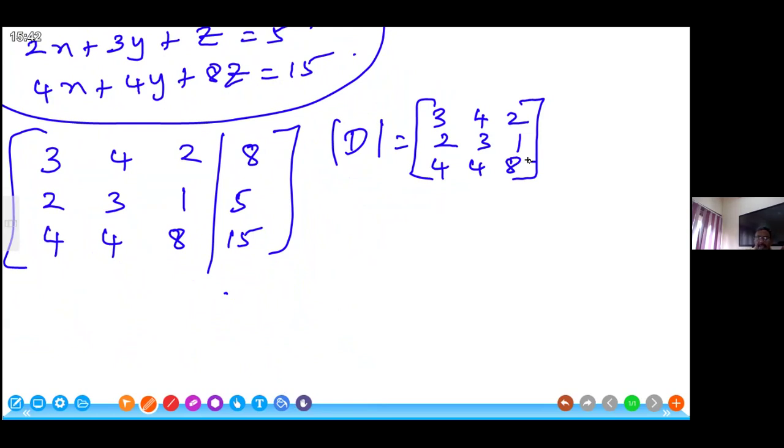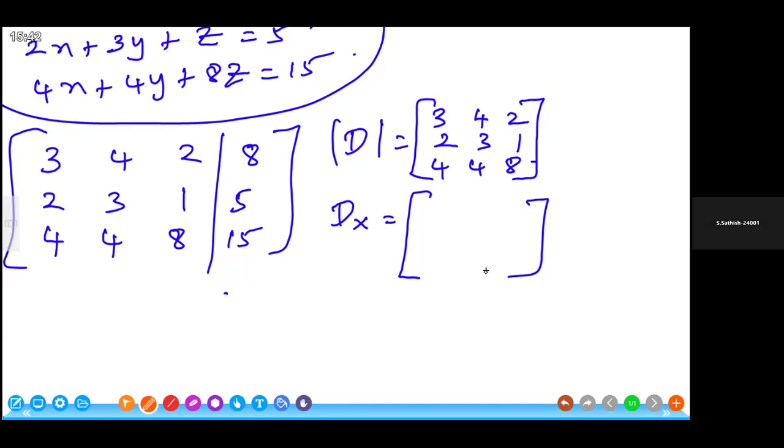So that is d. When you say dx, anyone? What is the determinant for dx? 8, 5, 15. 4, 3, 4. Yeah. First column is replaced by the constants. 4, 3, 4. The last column 2, 1, 8.